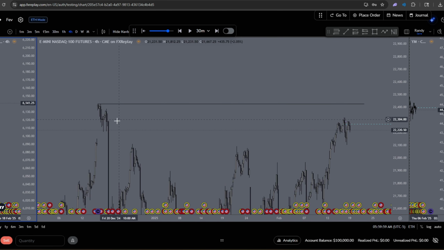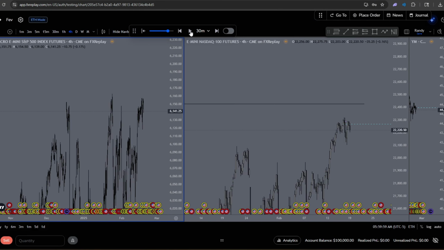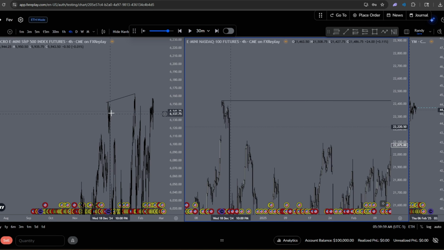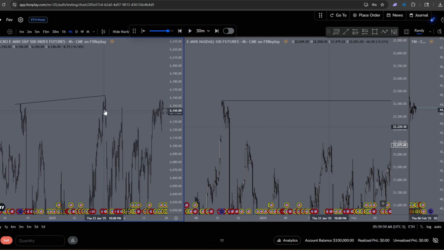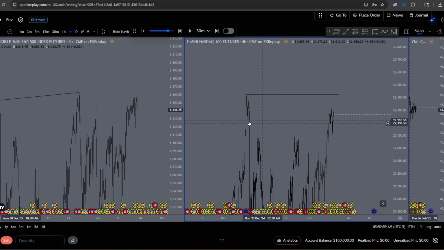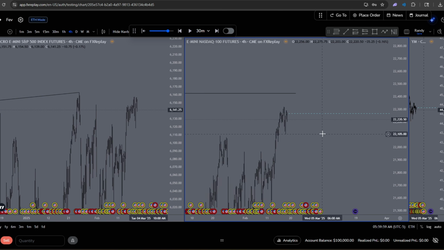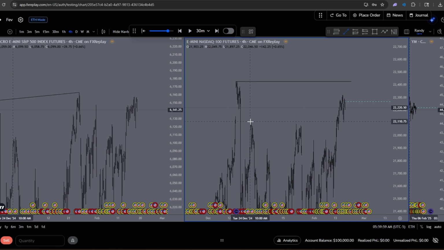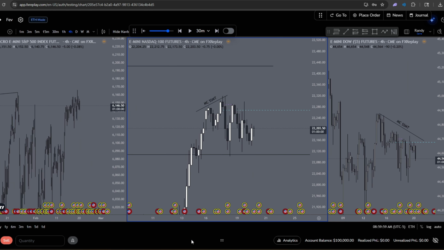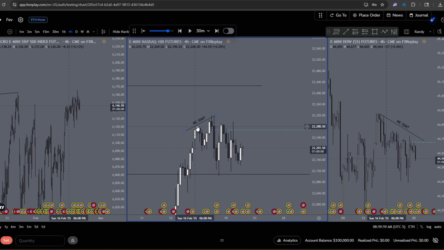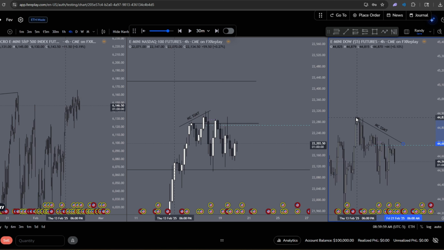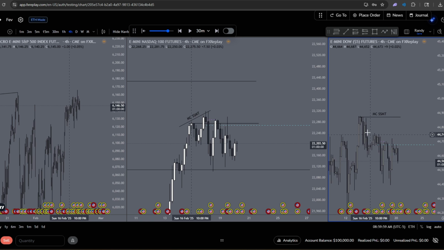Now, the reason I don't expect this high to be taken is because we have a quadrennial cycle SMT with ES. As you can see, this is December's high, and now we're in January. ES took it and NQ failed to do so. So we can expect to move lower after sweeping out these highs. If you zoom in even more, you can see that we have multi-cycle SMT with YM, as this was last week's high on Friday, and this is the same high on YM, and they didn't take it.